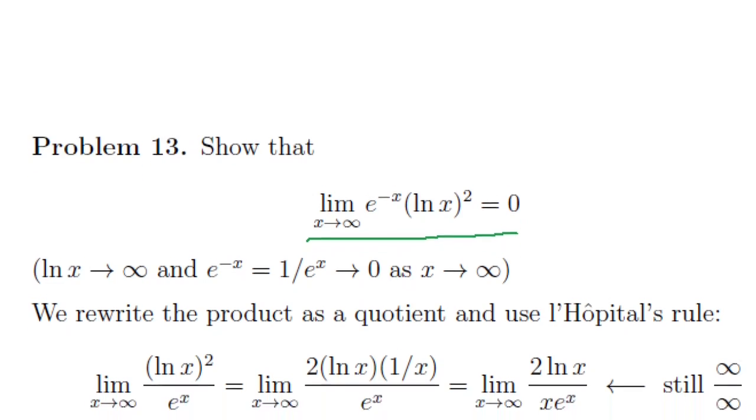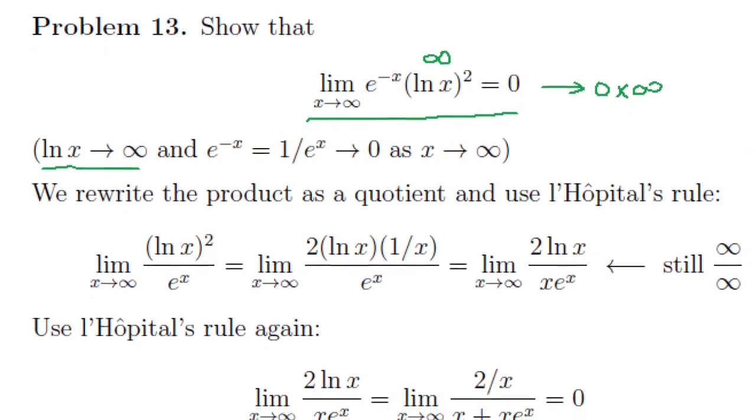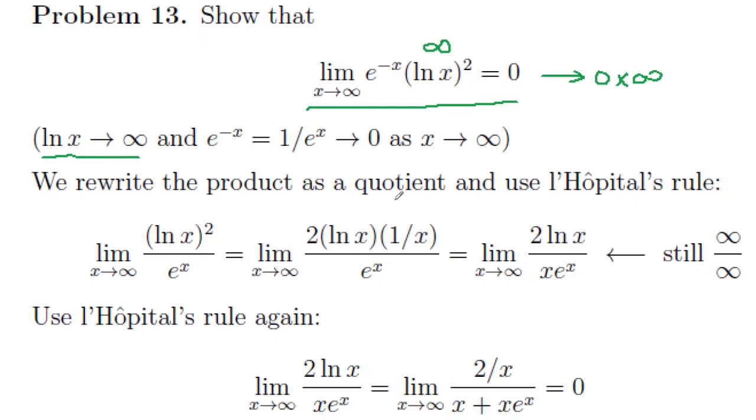To do this, let's first figure out what type of an indeterminate form this will turn out to be. Notice that as x goes to 0, natural log goes to 0, and that means ln of x squared goes to infinity. Ln of x goes to infinity, and so its square also goes to infinity. But as x goes to 0, e to the negative x, which is 1 over e to the x, will go to 0 because the denominator e to the x becomes infinitely large, which means therefore that we get 0 times infinity, an indeterminate form in the product, which we need to turn into a quotient.